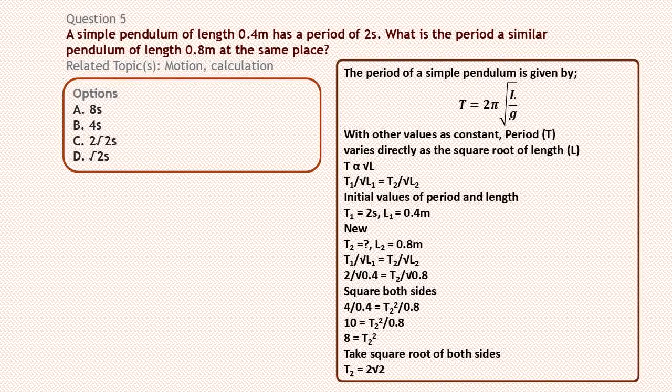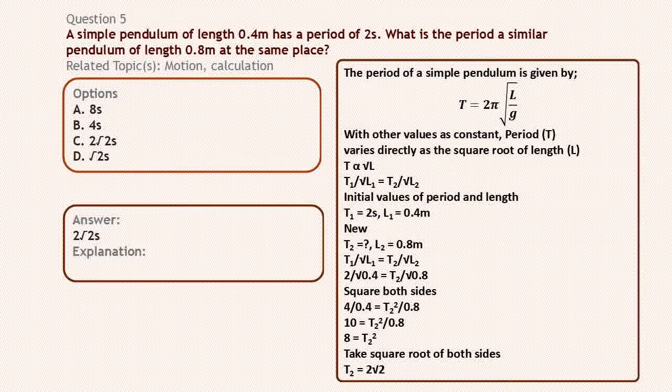Alright, so what we look at first is the relationship between period and length. The period of a pendulum bulb varies directly as the square root of the length.